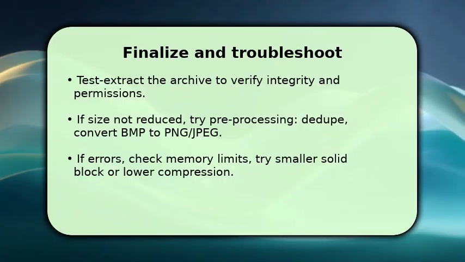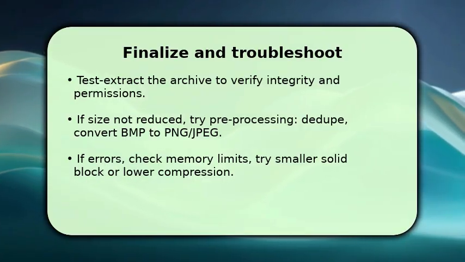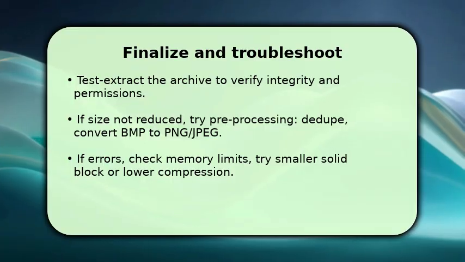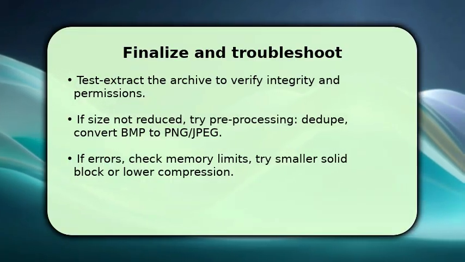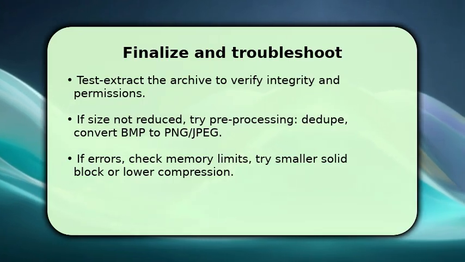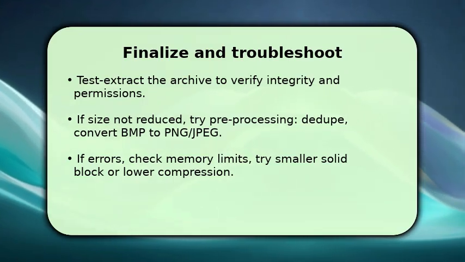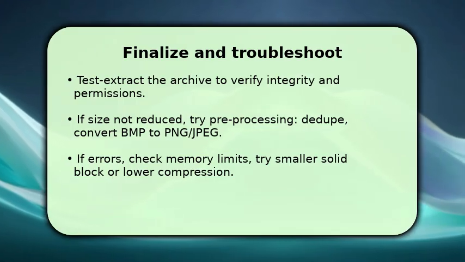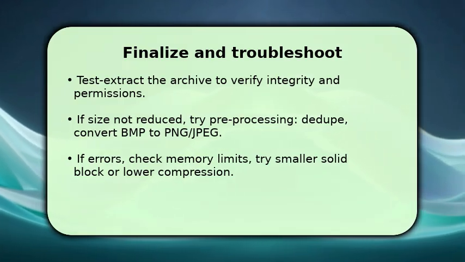Remove duplicates, deduplicate large similar files, and convert raw images to compressed formats before archiving. If compression fails or crashes, reduce the solid block size or lower compression level, because memory limits often cause errors. Make sure to keep a copy of original files until verification succeeds.